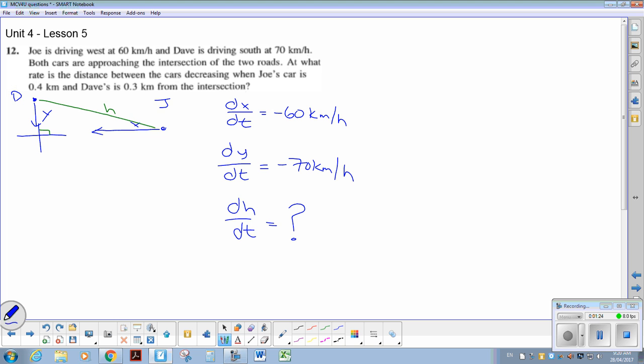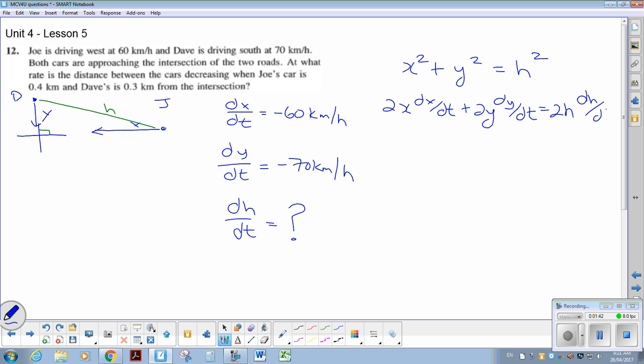All right, so that relationship is x squared plus y squared equals our hypotenuse squared, h squared. If I take the derivative, 2x dx/dt plus 2y dy/dt equals 2h dh/dt. The 2's are common, so we're going to drop those out. And I want to solve for dh/dt, which would mean it is x dx/dt plus y dy/dt, all being divided by h.